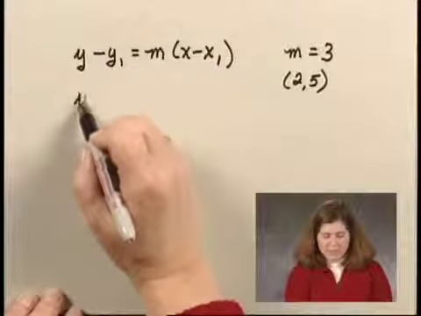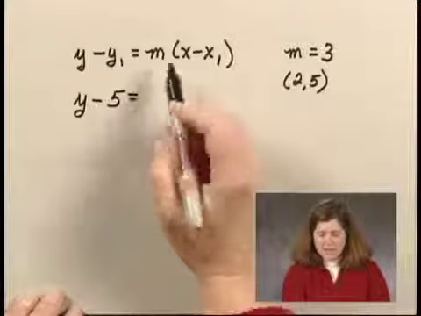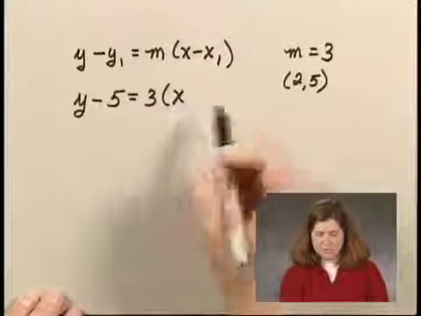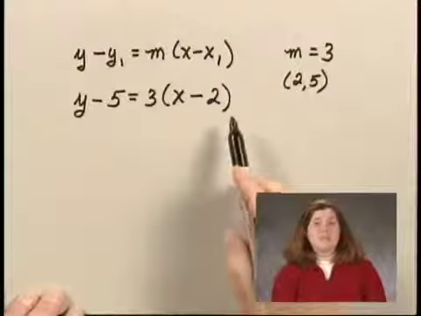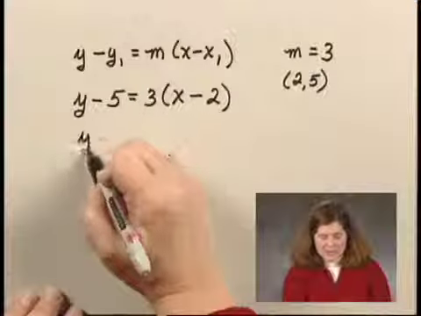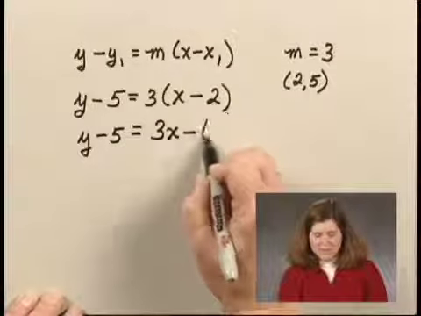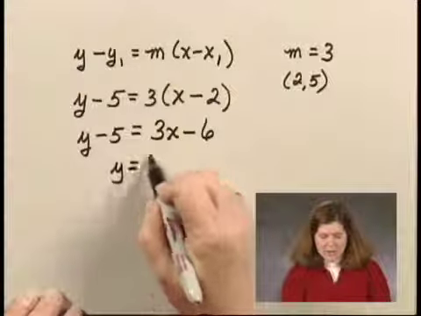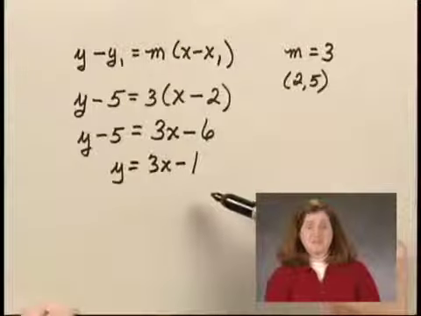Substituting, I keep the y, that's my variable, minus y1, which is 5, equals m, which is 3, times x, that'll be the variable x, minus x1, which is 2. This is an equation of the line. Let's solve for y to write it in slope-intercept form. y - 5 equals, multiplying, I have 3x - 6. Adding 5 to both sides of the equation, I have y = 3x - 1. This is an equation of the line.